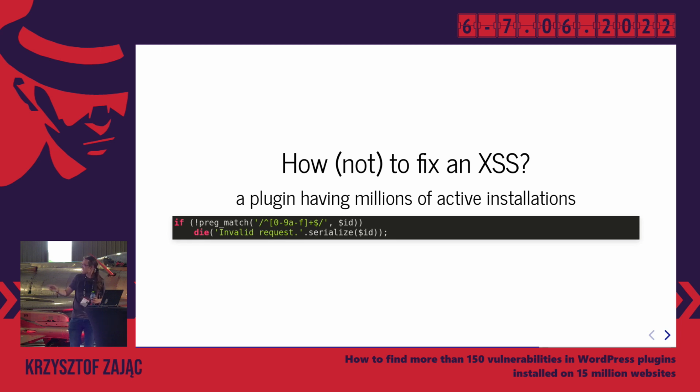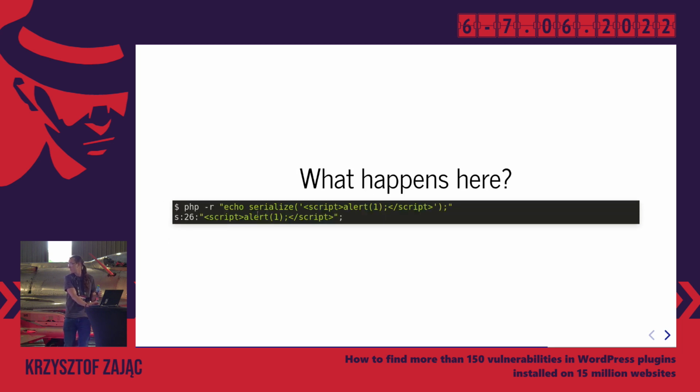I reported an XSS in the ID parameter. They checked the ID parameter to see whether it contains correct letters or numbers. If it was not correct, the die function in PHP just prints this thing in the HTML output. They printed "invalid request", and serialize on a string just returns a string with some garbage prefix in the beginning and the end. So that was an XSS protection attempt.